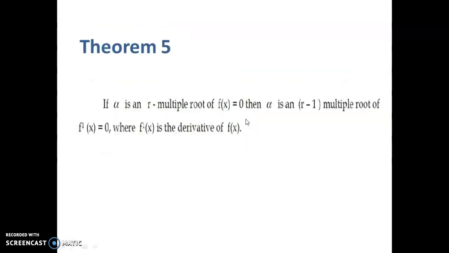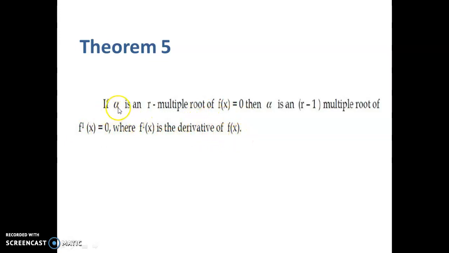Now we can discuss one theorem related to multiple roots. If alpha is an r multiple root of f of x is equal to 0, then alpha is an r minus 1 multiple root of f dash of x is equal to 0, where f dash of x is the derivative of f of x.